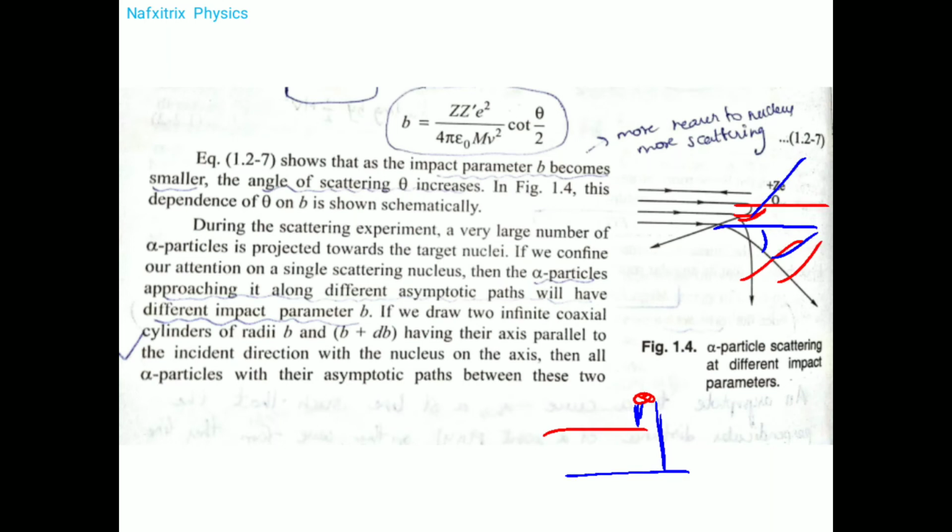So that one you can see shows that as the impact parameter b becomes smaller, the angle of scattering theta increases. So smaller is the distance, smaller is the closest distance of approach, more is the angle of scattering. So this is a very important result.